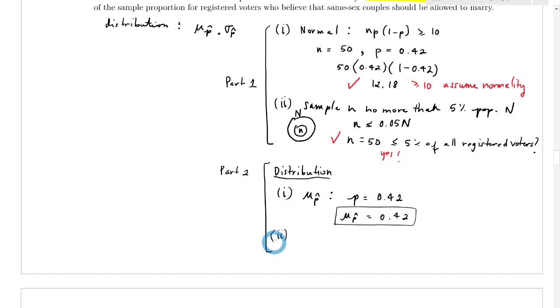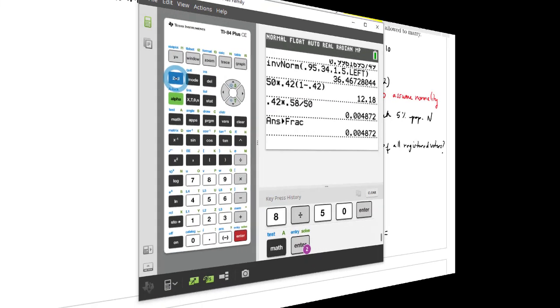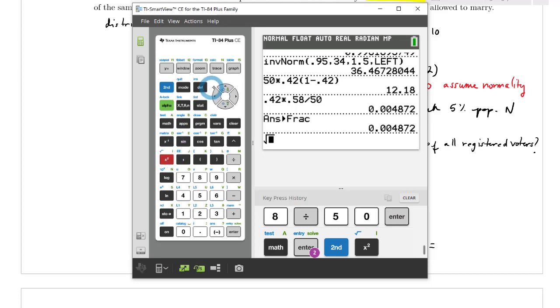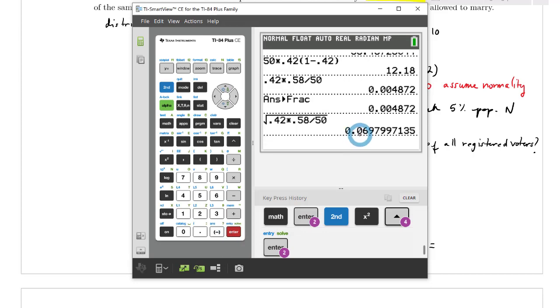The second part is the standard deviation. So the standard deviation is given to us as the square root of p, 0.42, times 1 minus p, 0.42, divided by n. And in our case, n is 50. So maybe hit second x squared, and then I'll go ahead and grab that. And we get 0.0698.